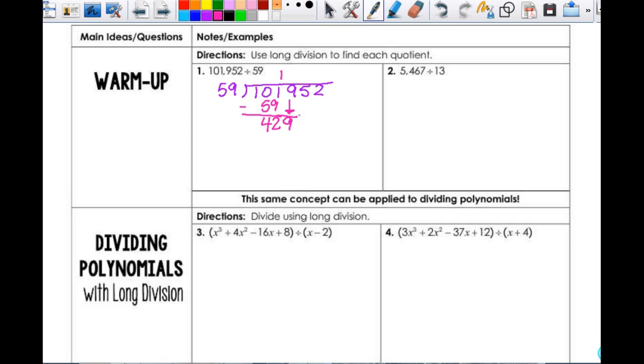So I got 429. Now, instead of guessing and checking here, you use a little bit of estimation. 60 would go into 429 how many times? How many times does 6 go into 42? 7. Okay.